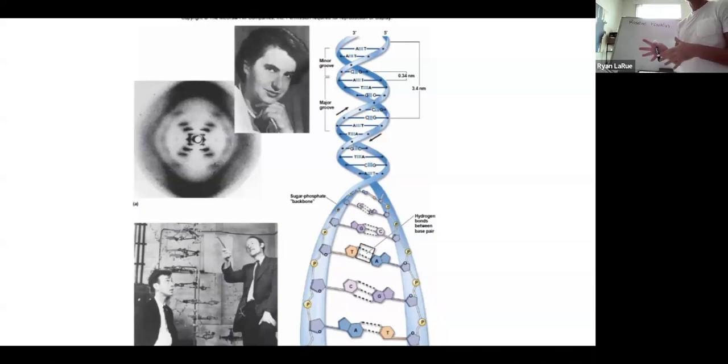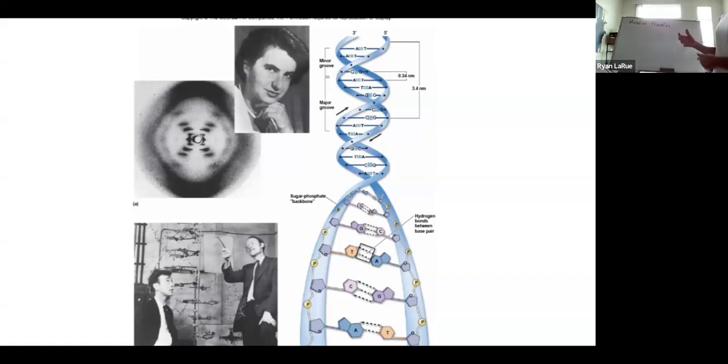At this point, they knew that DNA was in fact the genetic material. It was the type of biological molecule that contained the information that codes for life and is transmitted from generation to generation. But they didn't know what it looked like. They didn't know the bonds, the atoms, the chemical groups involved.